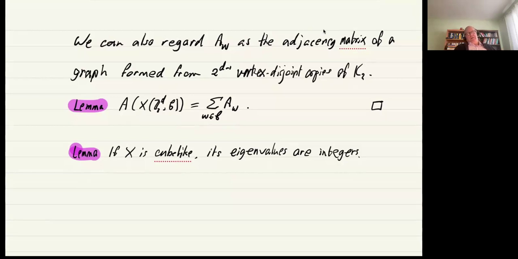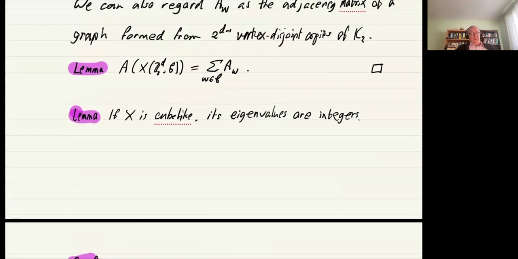And if you're dealing with a cube-like graph, the arc and its reverse are the same thing. So each edge has a color. And so if I pick out the edges colored blue, I get disjoint copies of K2. So this is natural. It's not particularly difficult. The other thing, which I think I did prove, is that if X is cube-like, its eigenvalues are integers.